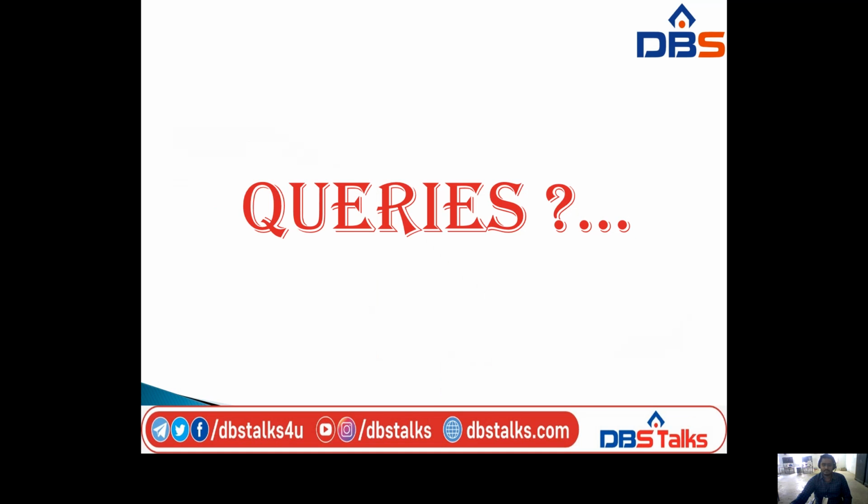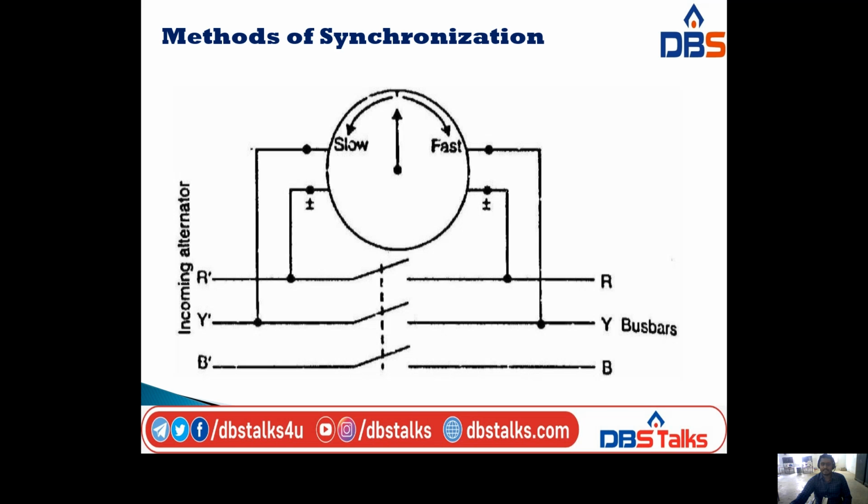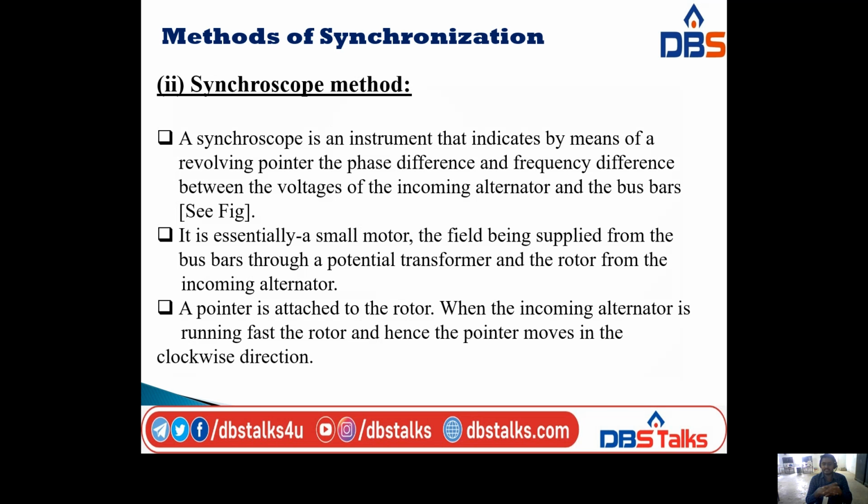Like that, we have to meet these conditions. Here we have to satisfy the three conditions. That is, the voltage of the incoming alternator and the busbar is equal, the EMFs are also equal, and the phase sequence is also equal. After satisfying those things, we have to connect the alternator to the infinite busbar. Like this we have discussed the synchroscope method and the 3-lamp method.